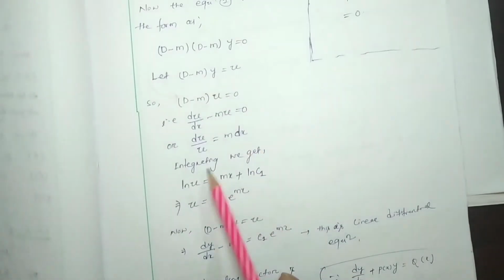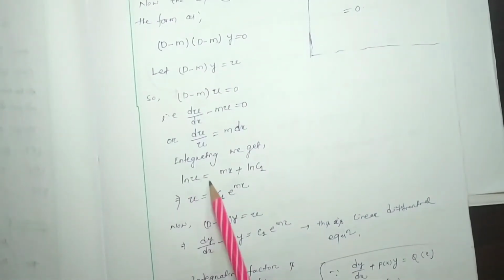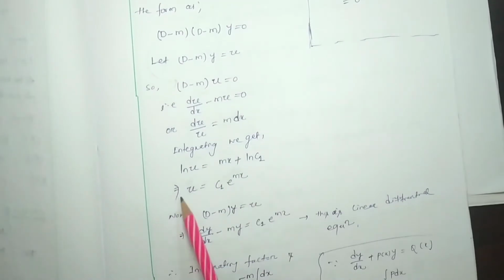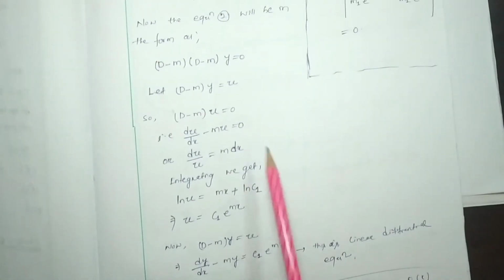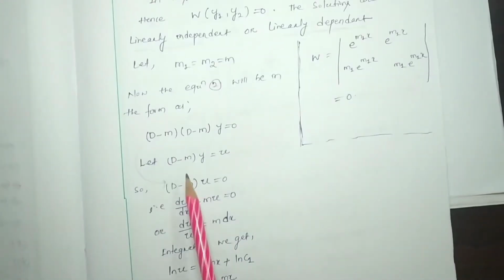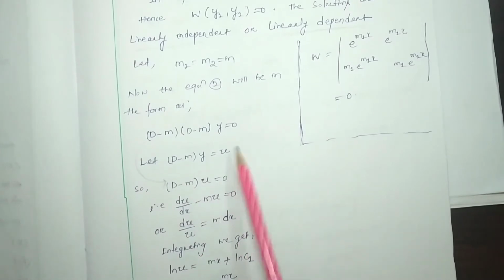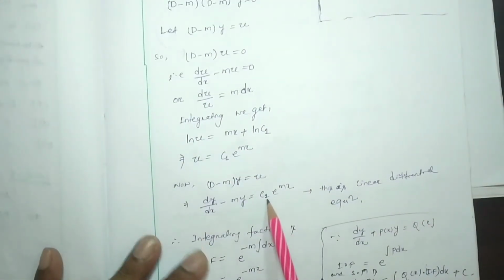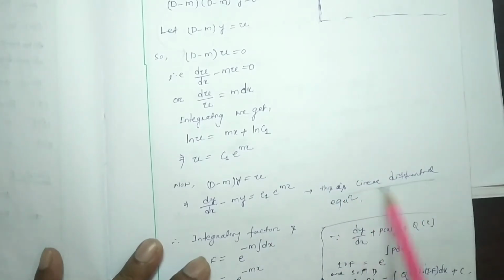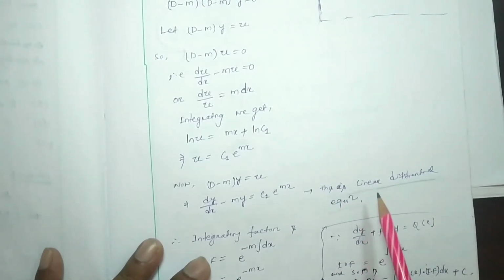Integrating, we get ln u equal to mx plus ln c1, and u equal to c1 e to the mx. Now (D minus m) y equal to u. So here we found that (D minus m) y equal to u, where you put c1 e to the mx. So this is nothing but one type of linear differential equation.